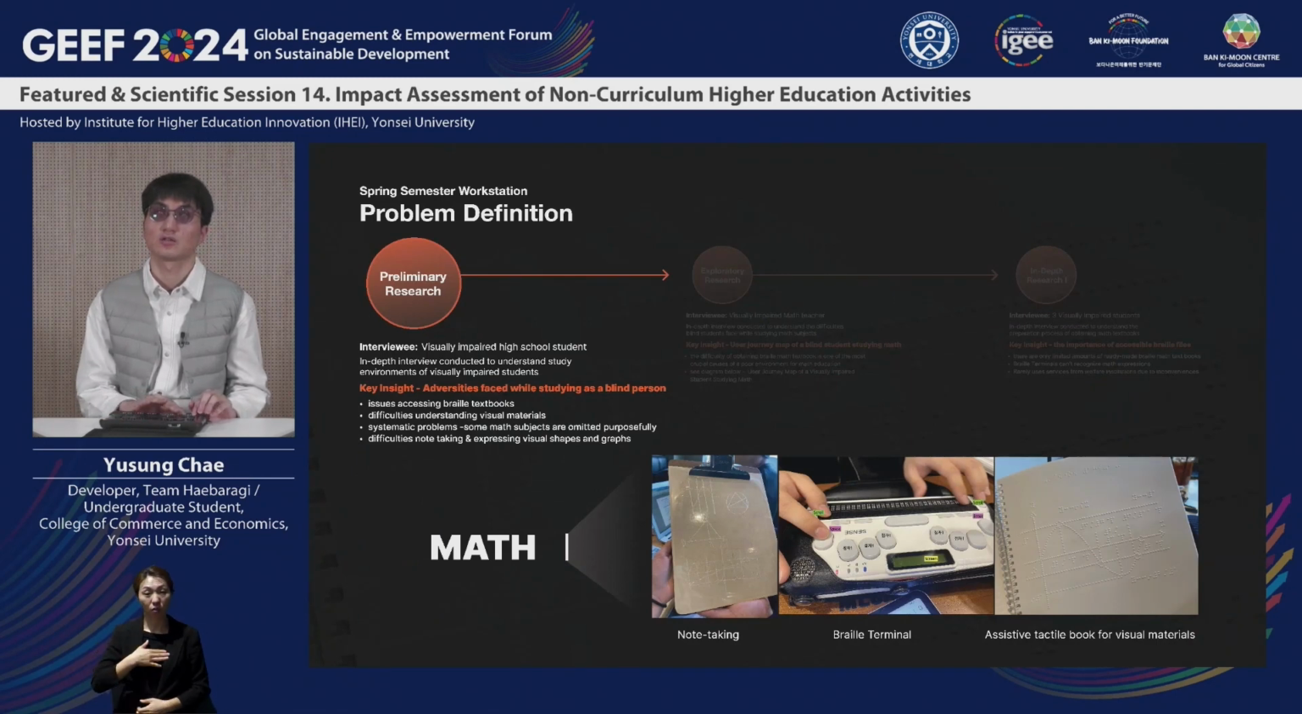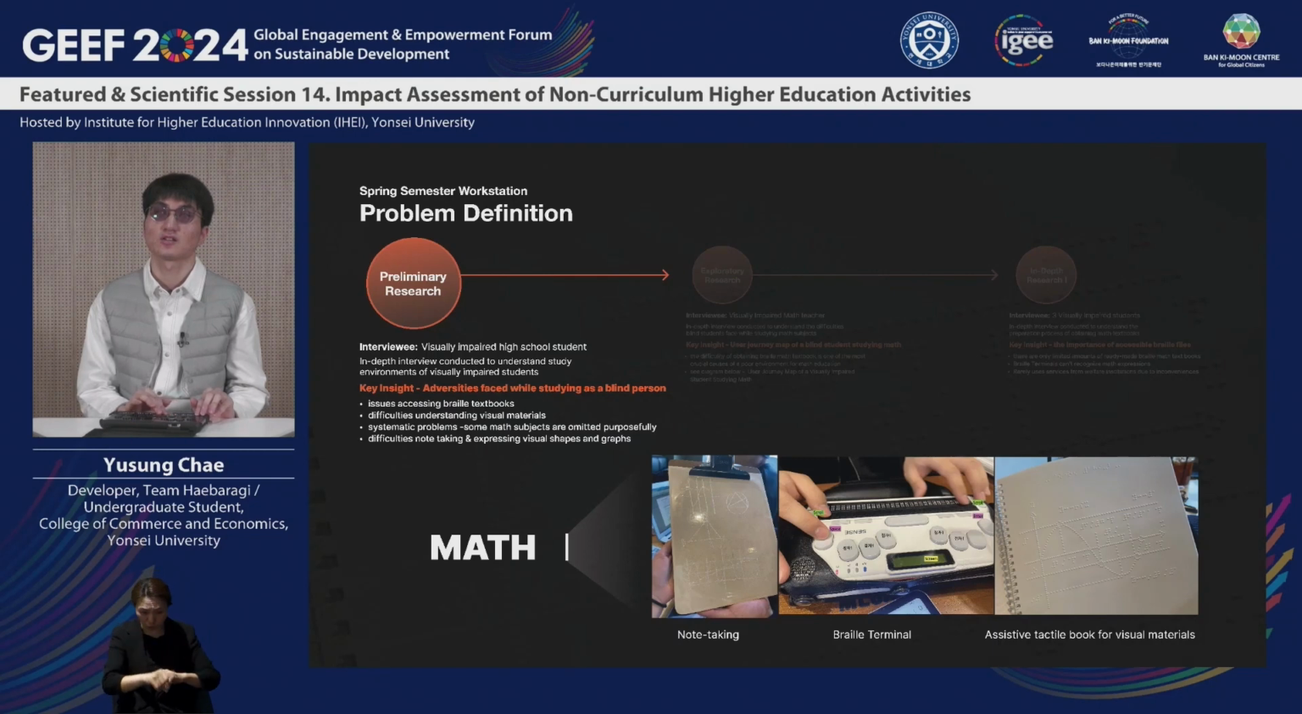Now I would like to introduce the specific workstation activities of my team over the past year. Problem definition, cause identification, and solution ideation was what we conducted during the first semester. We conducted 3 rounds of interviews to learn about the environment for learning math for students with visual impairment and also to define the issue at hand.